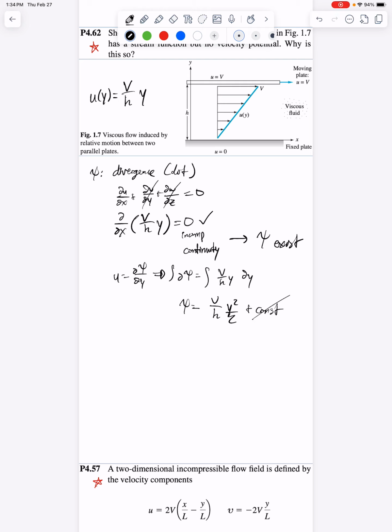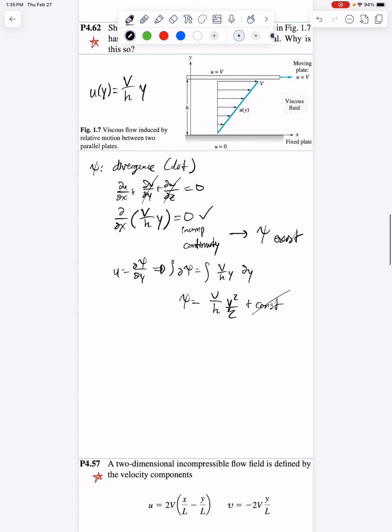And that makes sense. Look at these lines. You see these streamlines going from the fixed plate, growing larger as you go to the moving plate. Streamlines do exist. We can prove that. We can also visualize it too, is what I'm saying.